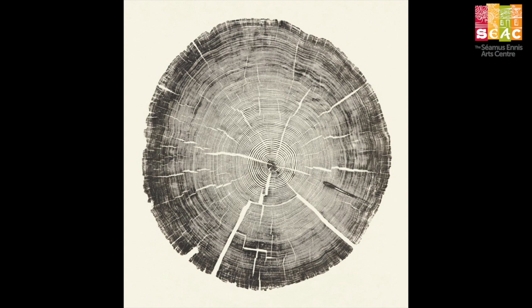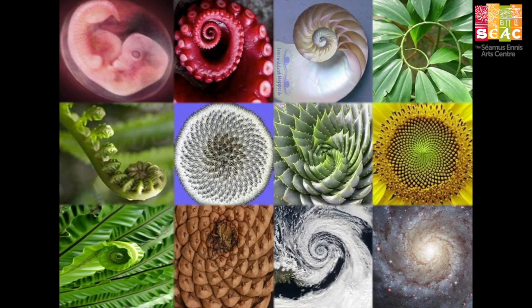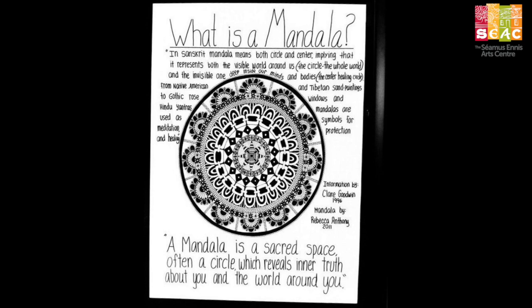So circles and spheres occur as a result of uniform growth from a central point, and they can represent balance between inward and outward forces. Sometimes they are obvious, but sometimes we have to look a little bit longer. So have a think about it, and can you name any circles that happen naturally in nature?